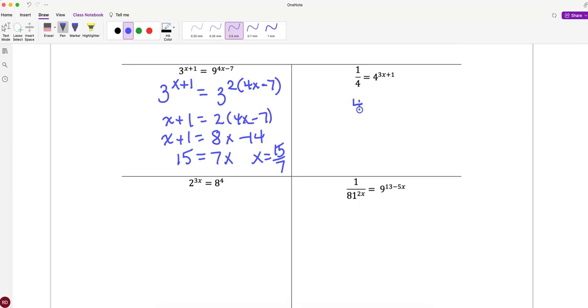This is 4 to the negative 1 equals 4 to the 3x plus 1. Same number on both sides. Set the exponents equal. So negative 2 equals 3x. X is negative 2 thirds.